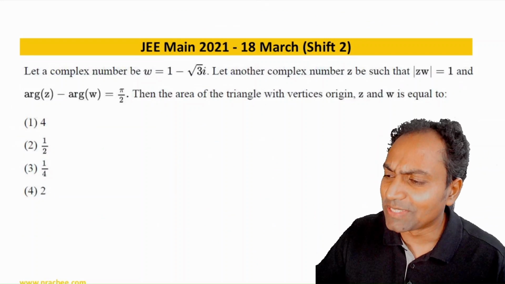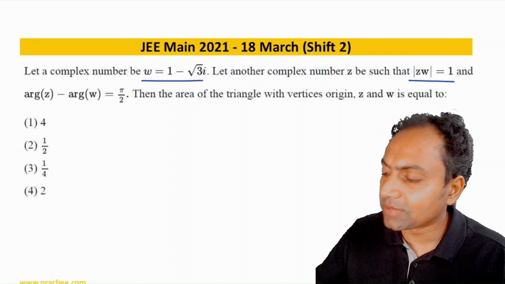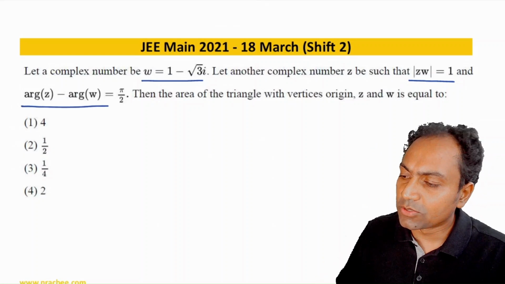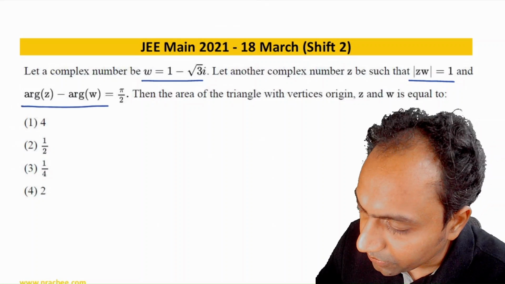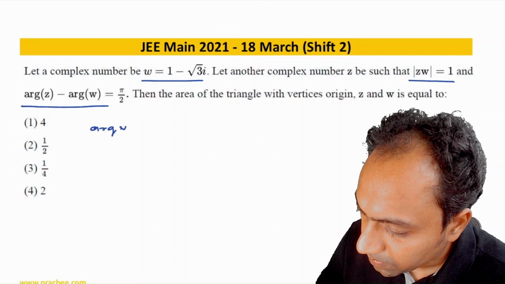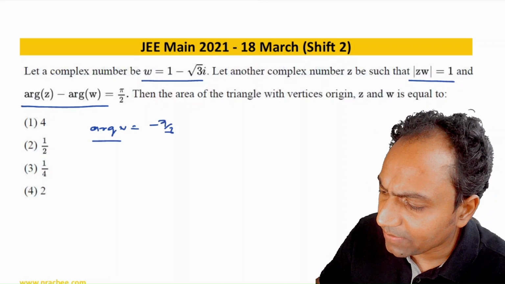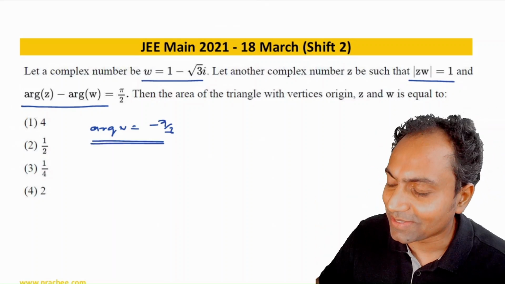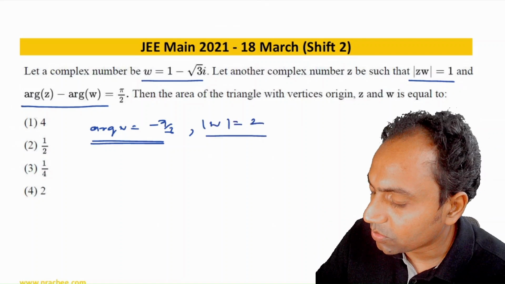So again the question is very simple. They have given the value of omega, and they are again talking about another complex number z, and a relation between their arguments is also given. So now if I find the argument of w, it would be nothing but minus pi by 3. And we have talked about this multiple times. I can just observe and find. If you want to find, there was a method that we earlier discussed. If we want to find its modulus, it would be nothing but 2.